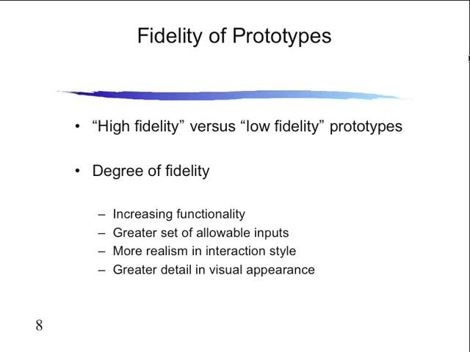So now I've talked about the focus and the use of the prototypes. Let's talk about the different types of prototypes. They come into what's called fidelities. The fidelity of the prototype is common terminology: high fidelity versus low fidelity. The degrees of fidelity describe the functionality of the system. As the degree goes up, we have increasing functionality, a greater set of allowable inputs and outputs, more realism in the interaction and style, and greater detail in the visual appearance perhaps.